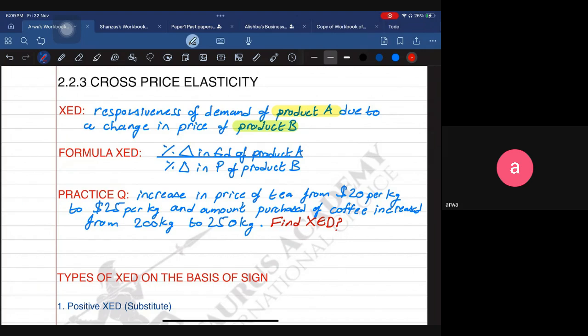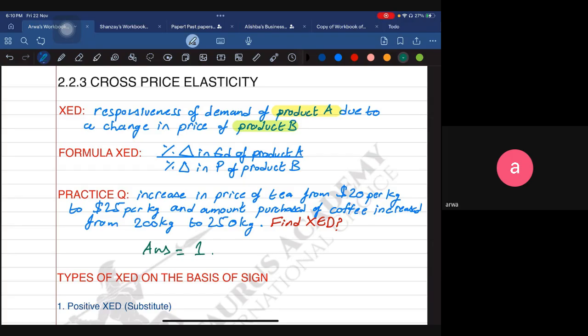Okay, so the answer that I'm getting is one. Just one. The XED is one. Exactly one. Okay, that's fine. No problem. So the answer that we have is XED equals 1.